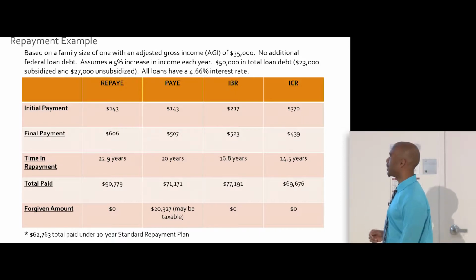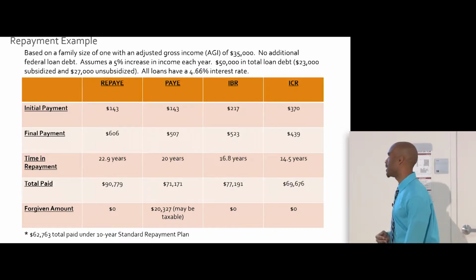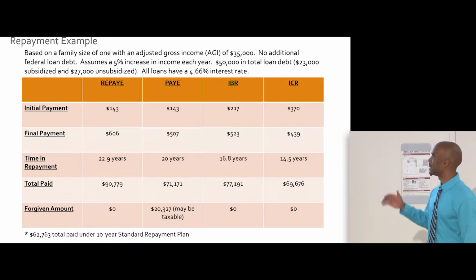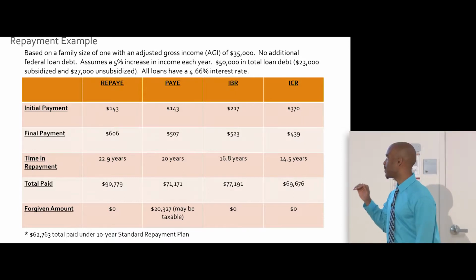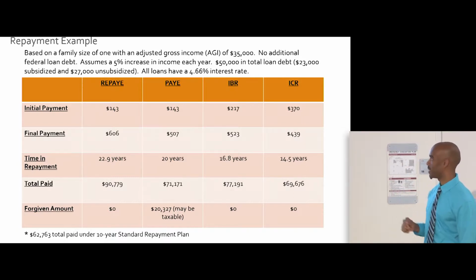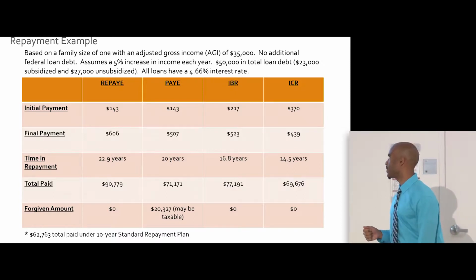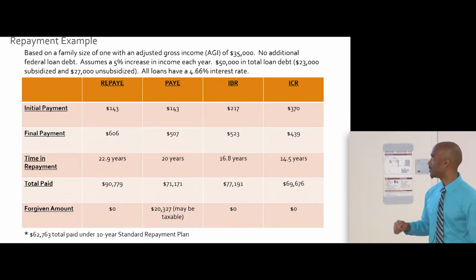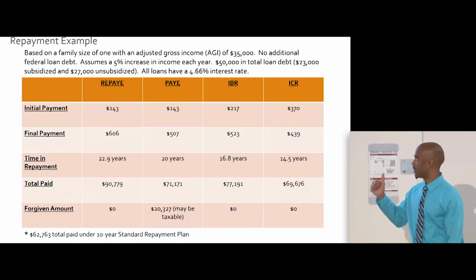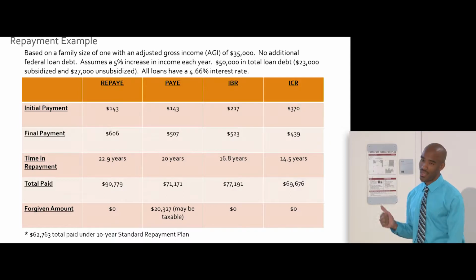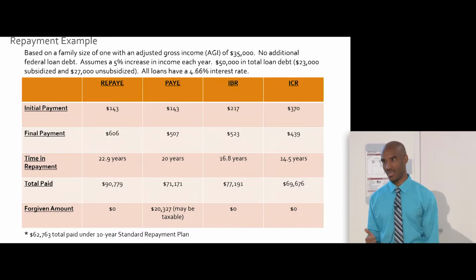For the REPAYE plan, initial payment would be $143, final payment $606, time of repayment 23 years, total payment $90,000, no forgiveness amount. Next is the PAYE, again the same payment $143, final payment $507, 20 years, total payment $71,171, and then a forgiveness amount of $20,000, and more than likely that $20,000 may be taxed.